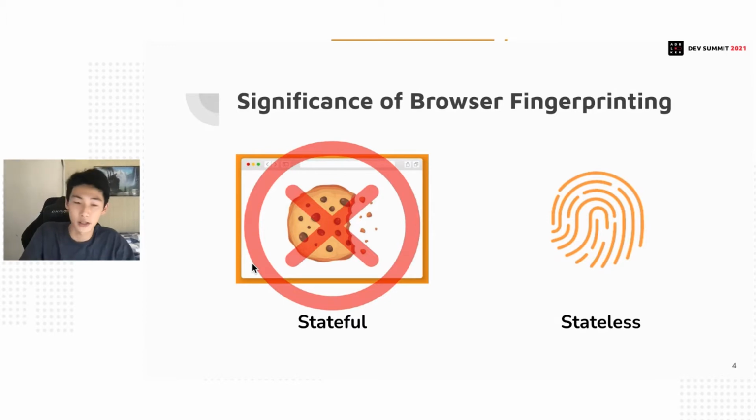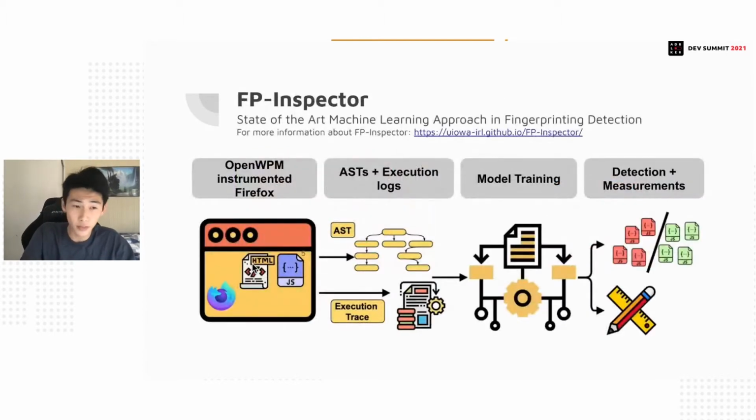So this brings us to FP Inspector. FP Inspector is a state-of-the-art machine learning approach that addresses accuracy and coverage issues in fingerprinting detection. FP Inspector uses static and dynamic analysis to capture the script's behavior. Then it uses that representation to train machine learning models that are used to automatically detect browser fingerprinting scripts.